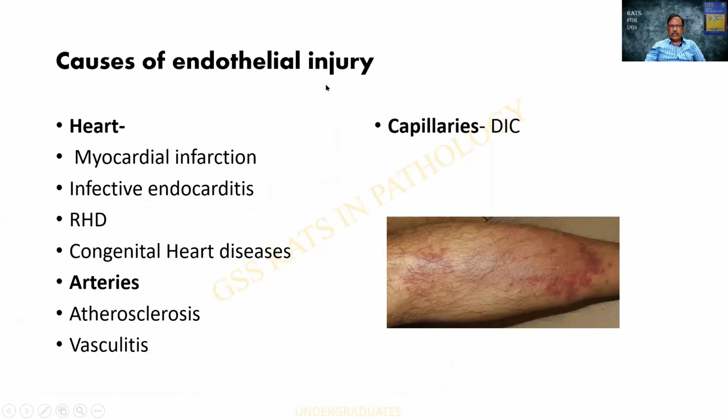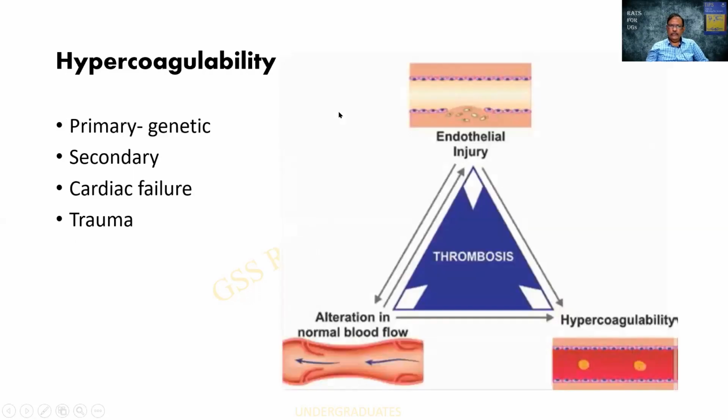And coming to the causes of endothelial injury, there is one. Heart: myocardial infarction, infective endocarditis, rheumatic heart disease, congenital heart diseases. Arteries: atherosclerosis and vasculitis. Capillaries: in an earlier picture, I had mentioned disseminated intravascular coagulation. And this is a case of disseminated intravascular coagulation. Trousseau's sign. He was a person who diagnosed his own malignancy by seeing this migratory thrombophlebitis, a feature of disseminated intravascular coagulation.